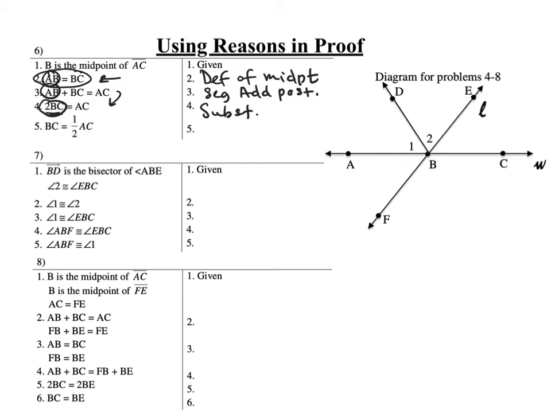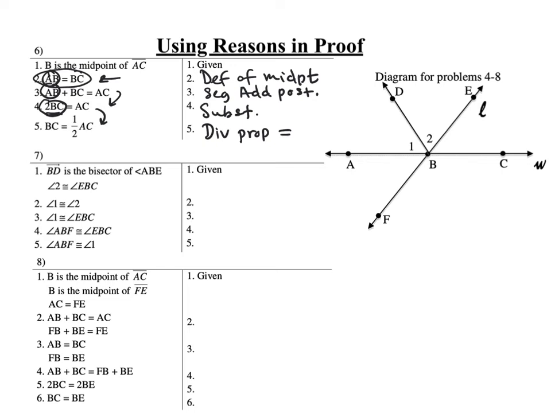Now somehow they got a 1/2. Look at step 4 and step 5. They got rid of that 2, and we have a 1/2 on the other side. They divided by 2. That was the division property of equality.